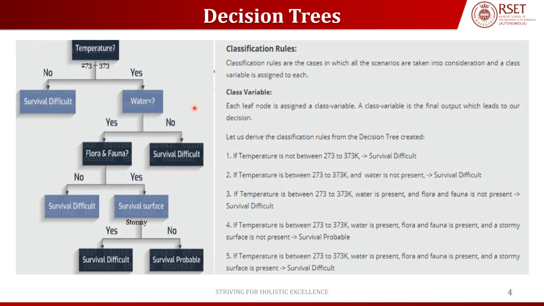So here we can see how decision trees generate classification rules. On the left you can see a decision tree diagram. It starts with the question, what is the temperature? If the temperature is not between 273 and 373 Kelvin, then the survival is immediately classified as difficult. But if the temperature is okay, then the tree checks the next factor, is water present? If there is no water, again survival is difficult.